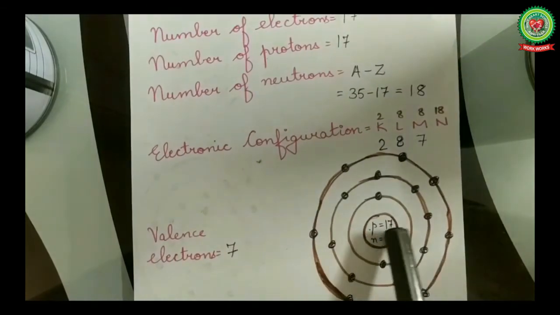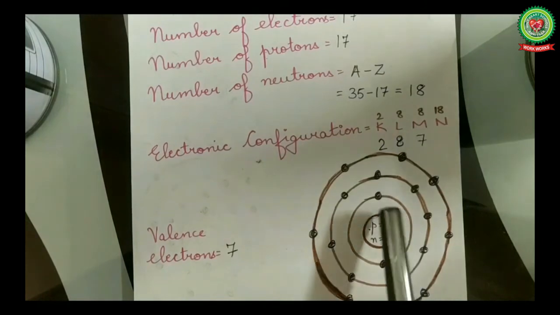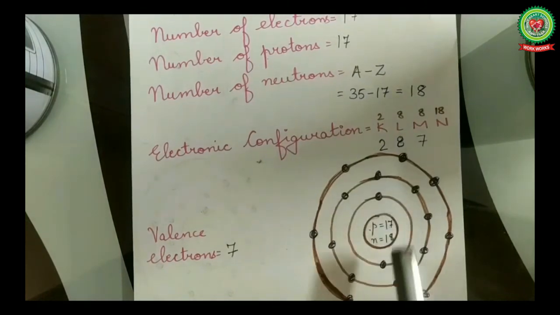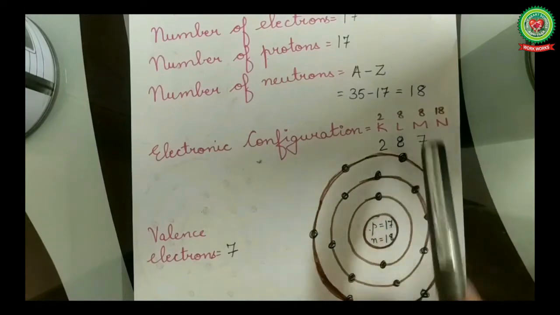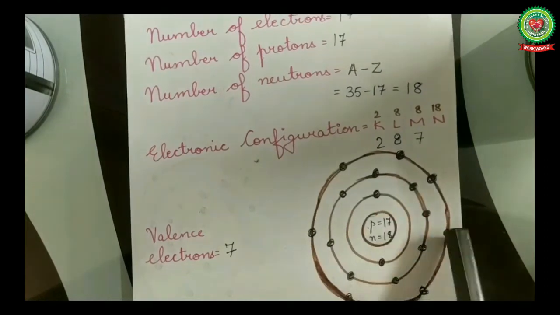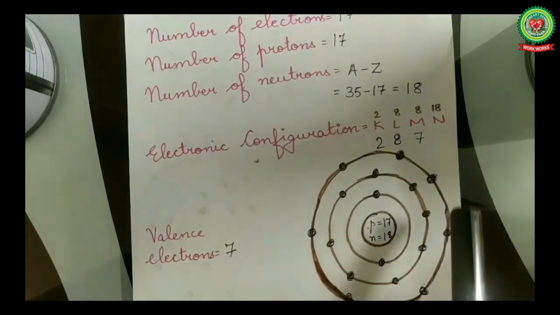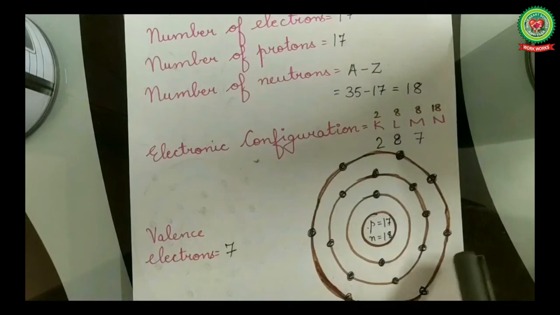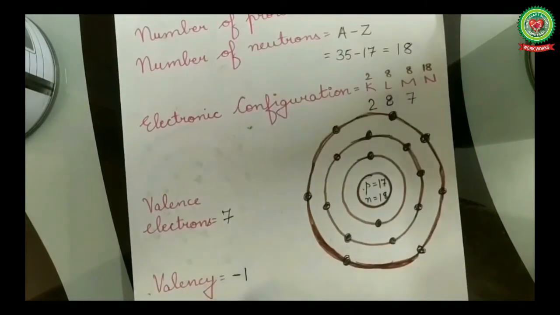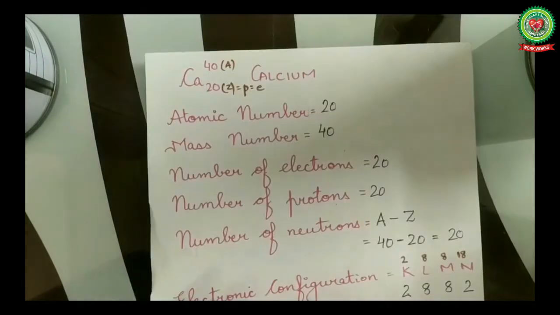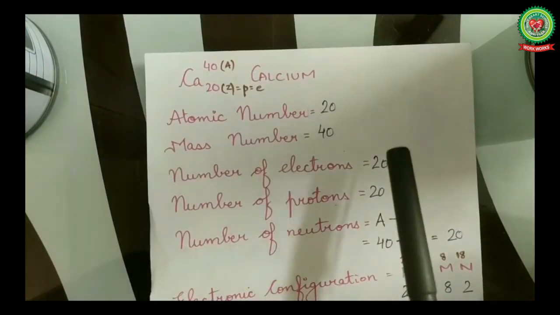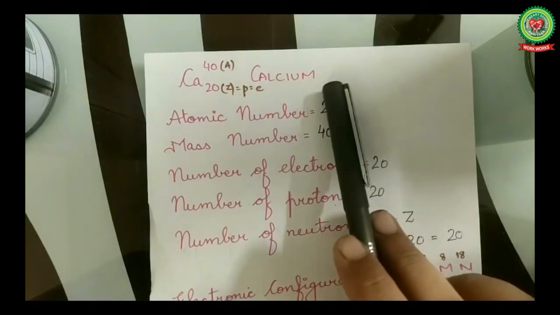In nucleus, proton number 17 and neutron number is 18. In K shell 2 electrons, in L shell 8 electrons, and in M shell 1, 2, 3, 4, 5, 6, 7 electrons. So the electrons present in the outermost shell are 7, hence its valence electrons are 7 and its valency becomes -1. Last orbital diagram we are going to discuss is of calcium.